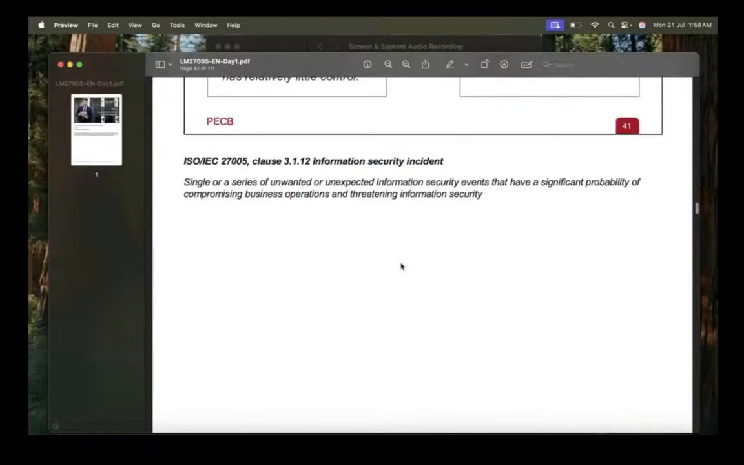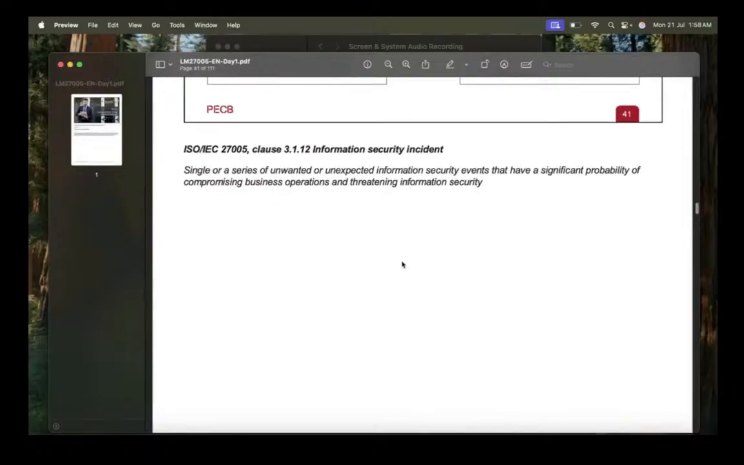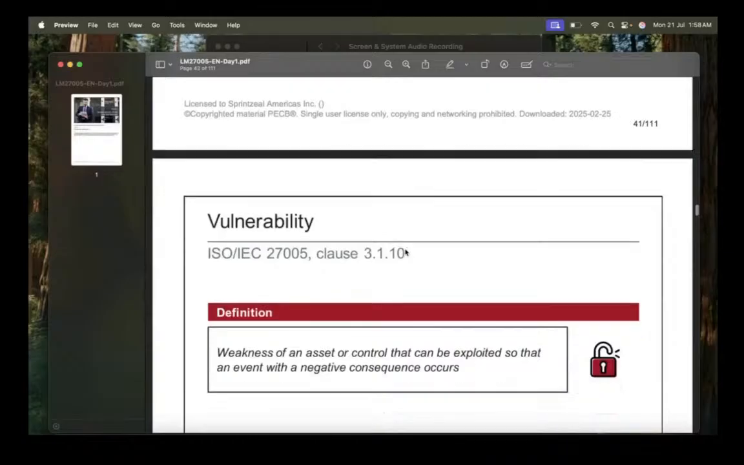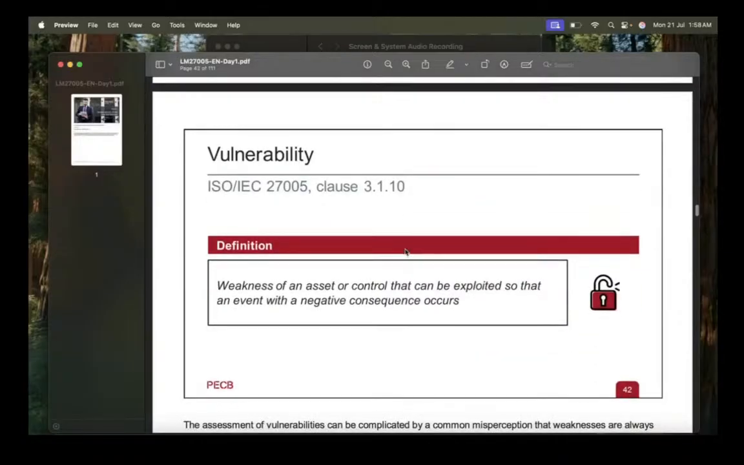Next to threat, what we are going to understand is vulnerability. What do we understand by vulnerability in the risk management system? In this approach, what is vulnerability? As per clause 3.1.10, the definition that is clearly given is: vulnerability is a weakness of an asset or control that can be exploited so that an event with a negative consequence occurs.